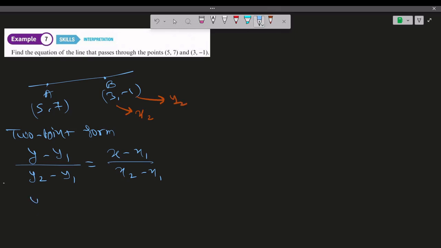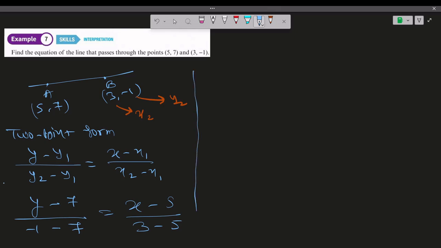Let us substitute everything. So y minus y1 means y minus 7, upon y2 minus y1. y2 is minus 1, minus y1 is 7, equals x minus x1, where x1 is 5, upon x2 minus x1, where x2 is 3 minus 5. Yes, we have to be careful while substituting the points. So this will be y minus 7 upon minus 1 minus 7, which is minus 8, equals x minus 5 upon 3 minus 5, which is minus 2.